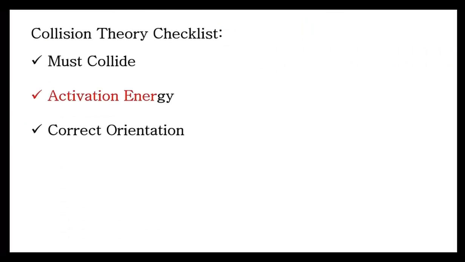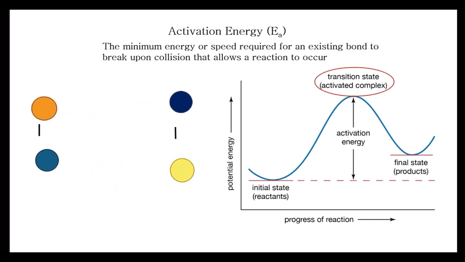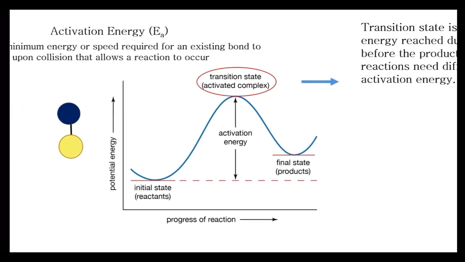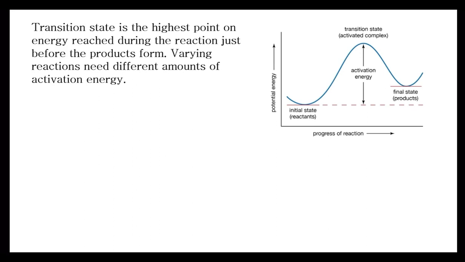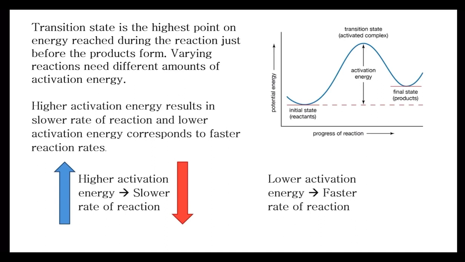Another factor is activation energy, the minimum energy or speed required for an existing bond to break upon collision, sometimes referred to as an energy barrier that needs to be broken to allow a reaction to commence. When the required activation energy is met, a transition state is formed, meaning all old bonds are partially broken and new bonds are formed. The transition state is the highest point of energy reached during the reaction just before the products form. Varying reactions need different amounts of activation energy. Higher activation energy results in slower rate of reaction, and a lower activation energy corresponds to faster reaction rates. It is also important to know that activation energy is independent and unaltered by concentration, but they still correlate.